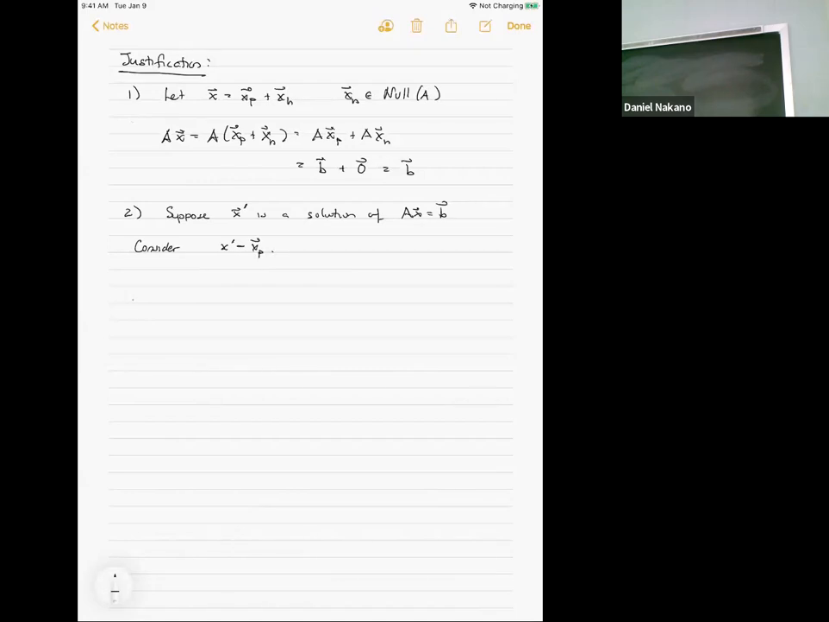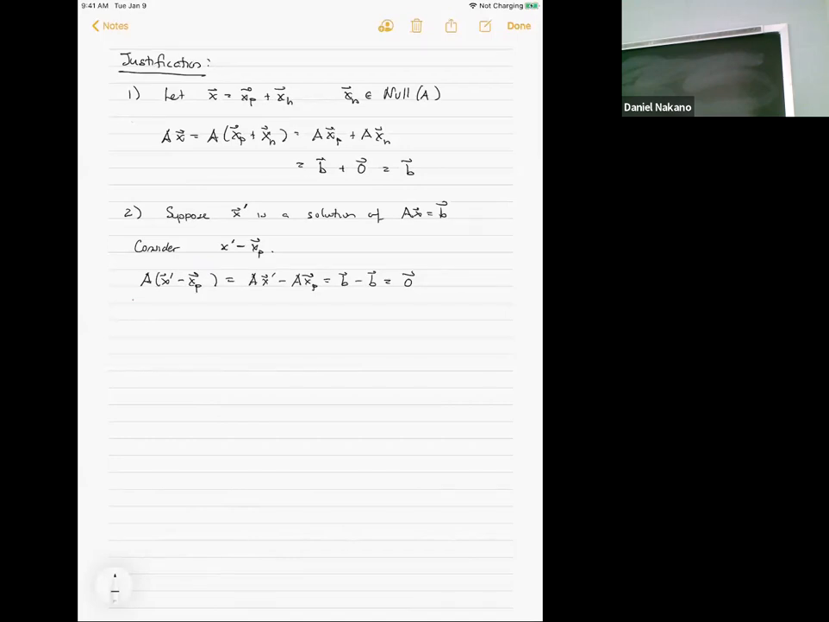Okay? Then if I take A times X prime minus the particular solution, I do the same trick as what I did over here. This is A times X prime minus A times X particular solution. Both are solutions of AX equals B. So I get B minus B, which is 0. Okay? So what does that say about the difference X prime minus XP?